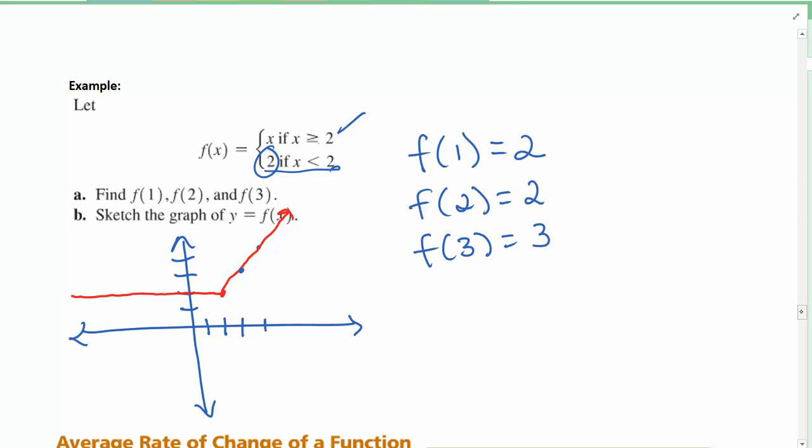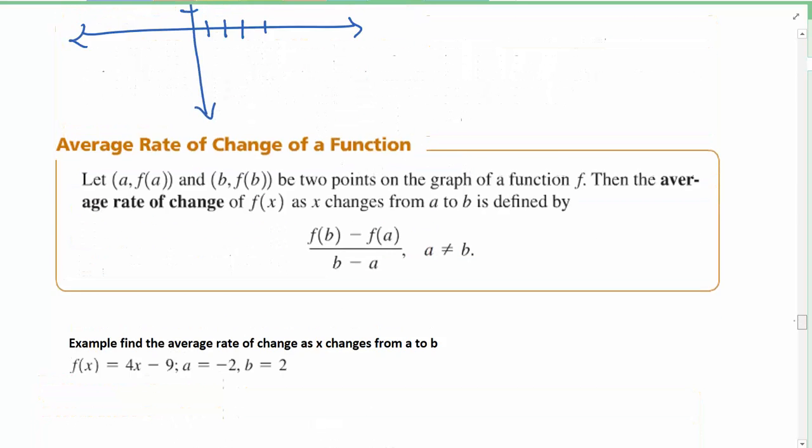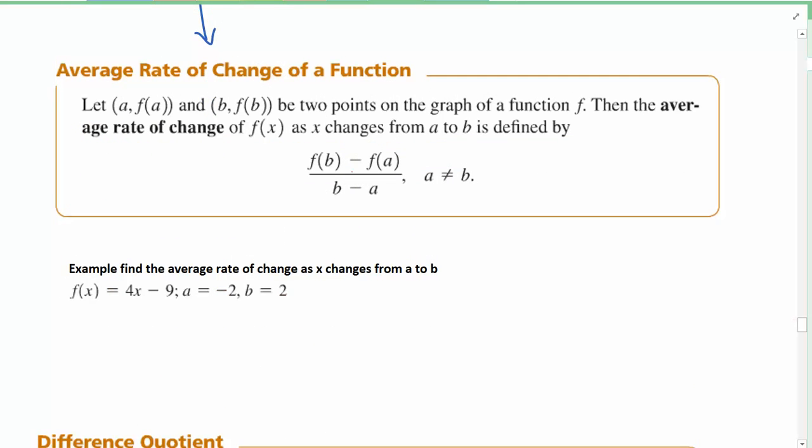Okay, the next idea we're going to look at is this idea of average rate of change, which is just a formula. It's on average what's happening to the graph over a particular interval. So you need to find f of b and then f of a, and then find their difference and then divide by b minus a.